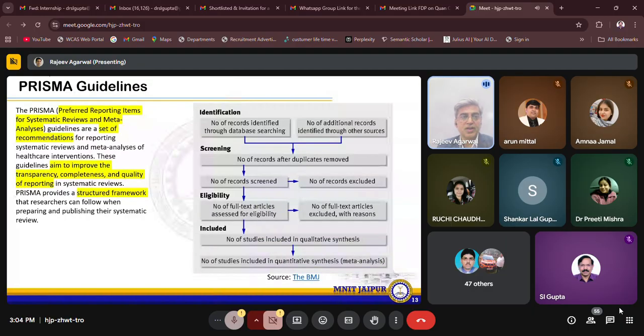Now let us try to understand what the PRISMA guidelines are. PRISMA is Preferred Reporting Items for Systematic Reviews and Meta-Analyses. What you are trying to do here is first identify the number of records through databases, and then other sources, maybe scholar.google.com, and then screen the number of records after removing duplicates. Then you need to screen the records. You can exclude conference papers, and chapters.